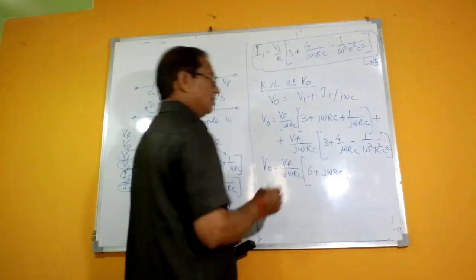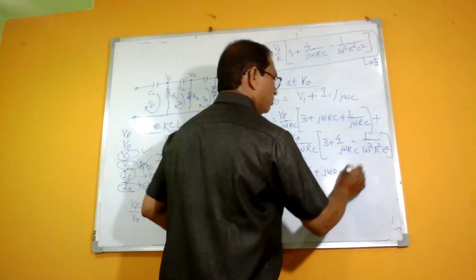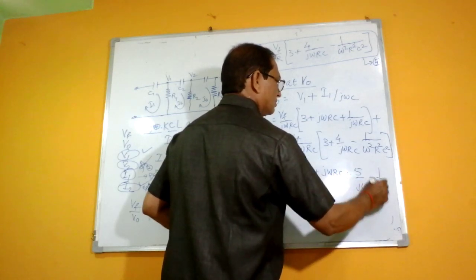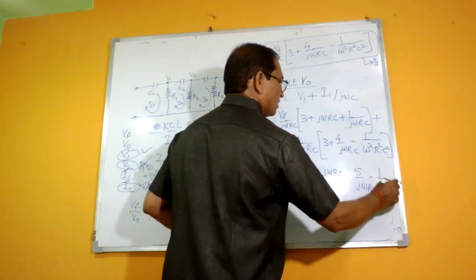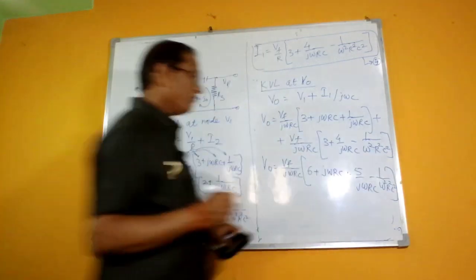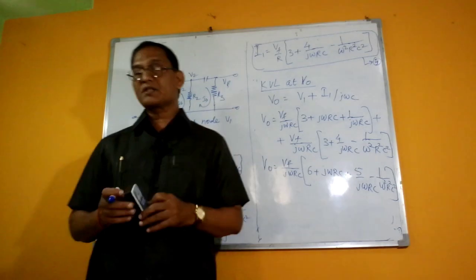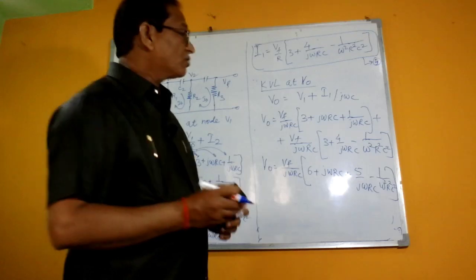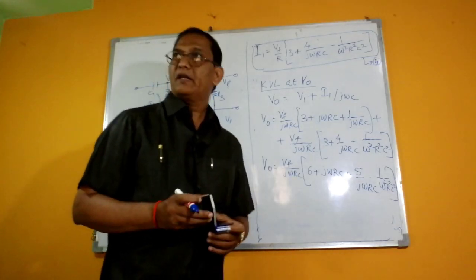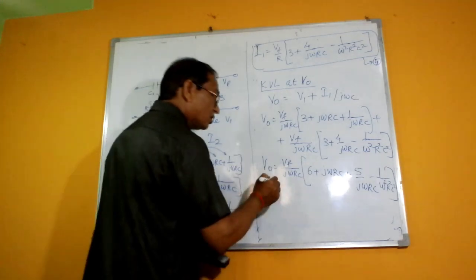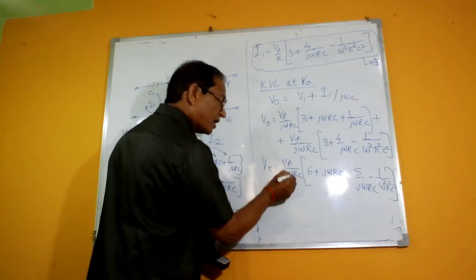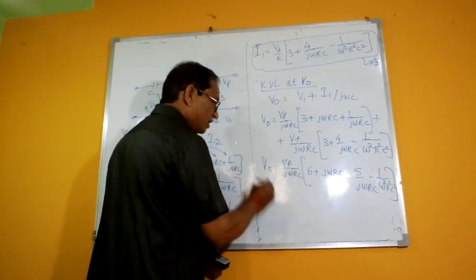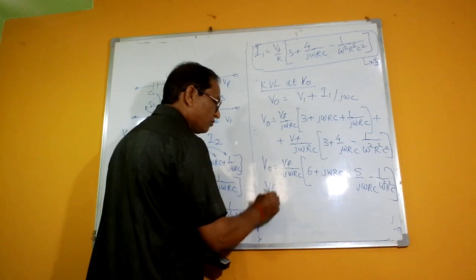And then onwards, this is 5 upon jωRC minus 1 over ω²R²C² as it is. So this is the term which is to be left with: 6 plus jωRC plus 5 upon jωRC minus 1 over ω²R²C². Okay, so if we shift this V1 to this side and jωRC to this side, and the total bracketed term to this side, so that the term will be Vf upon Vo.